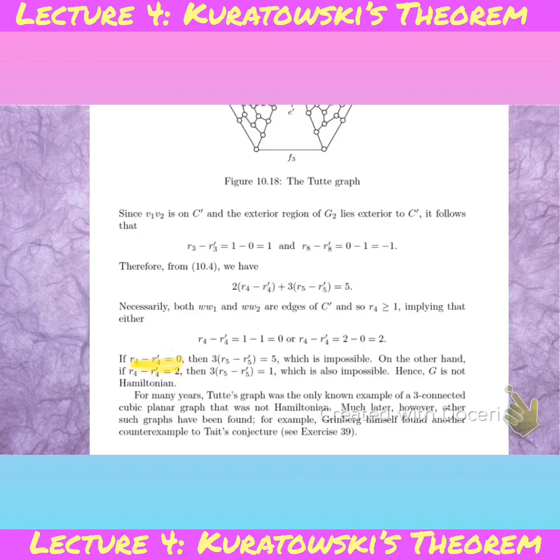So there we get a problem. Or you could get the other situation where R4 minus R4 prime is 2, and in that case 3 times that is 1, and R5 minus R5 prime must be an integer, and that certainly is definitely not possible. So therefore my Tait graph is definitely not Hamiltonian. Alright, so that concludes the section on planar graphs.